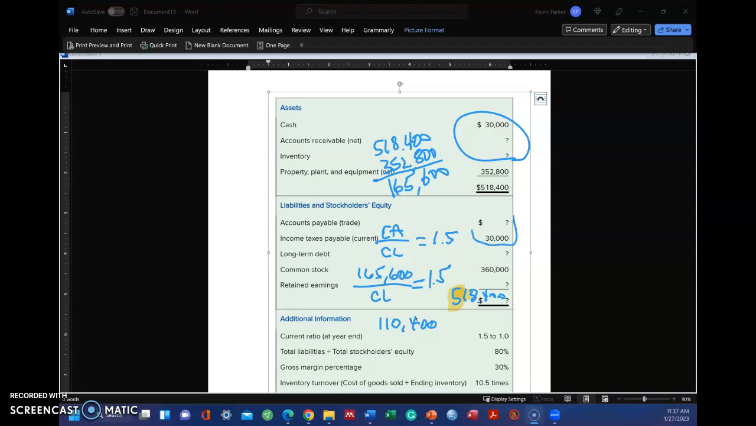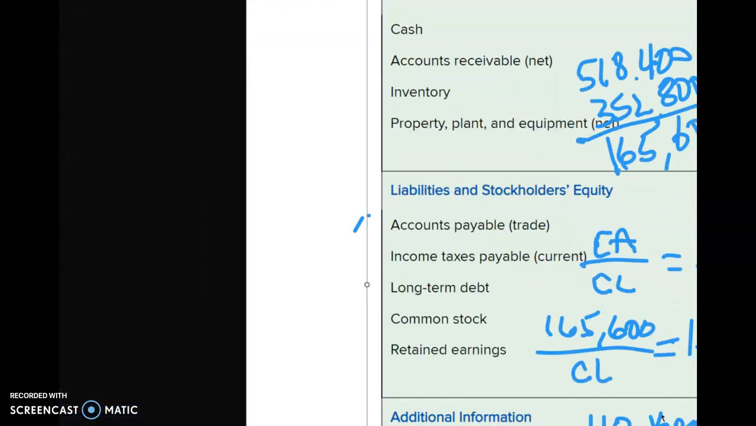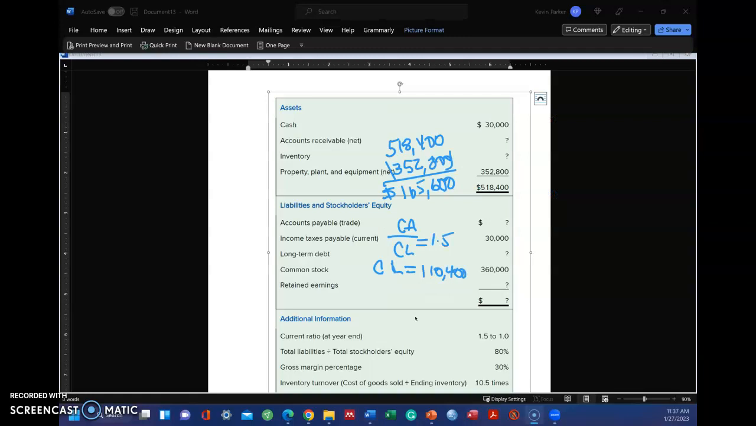So these two numbers, that's just subtracted because these are our current liabilities. We already talked about it. And because the total of these two are 110,400, all we need to do is subtract 30,000. And that will give us 80,400. So that means 80,400 goes here, and that's the answer to part A.